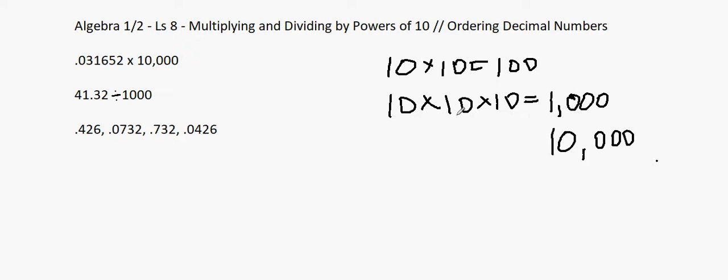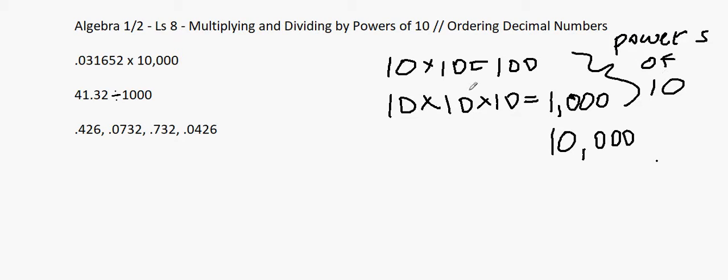Okay, so all of these are considered powers of 10 because they're all products found by just multiplying 10 by itself. It's not 10 times 3, that's not a power of 10. 30 is not a power of 10. But 10 times 10 times 10 to get 3 zeros is a power of 10. Powers of 10 are all about zeros.